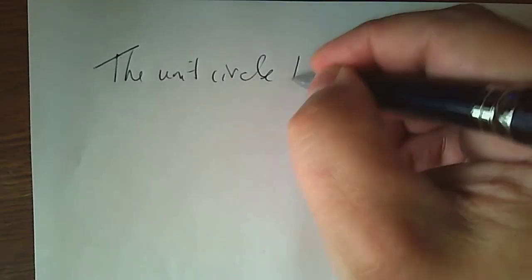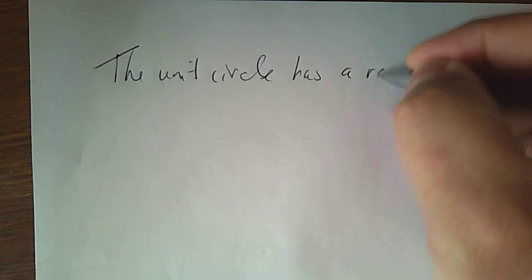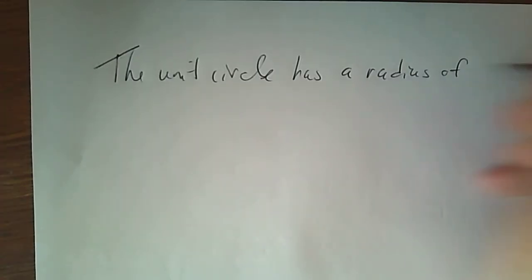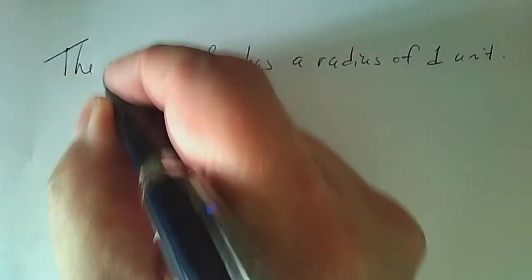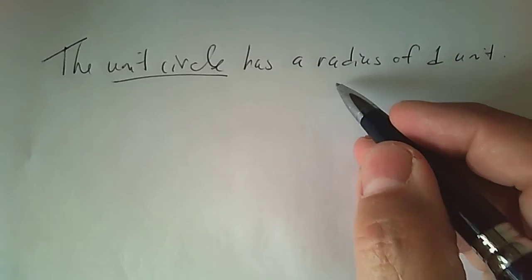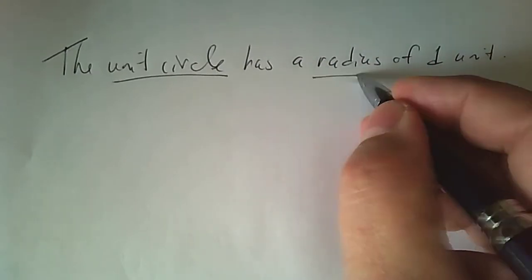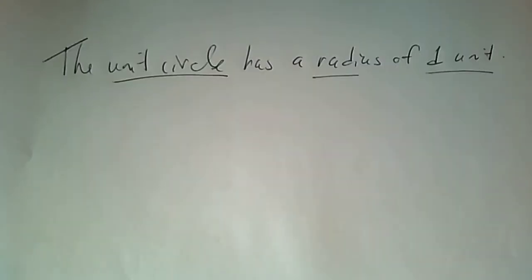A unit circle has a radius of 1 unit. Hence, it's called the unit circle. Why is that important, that the radius is 1 unit? Well, we're going to find that out soon.